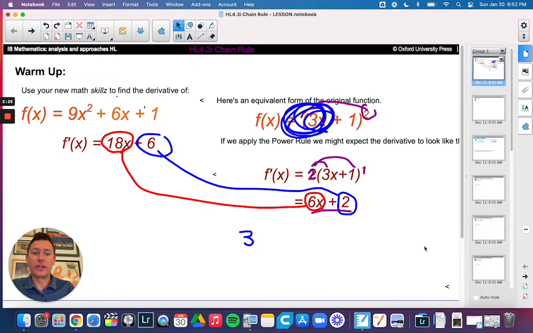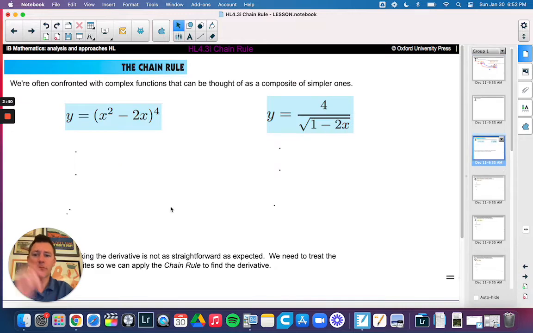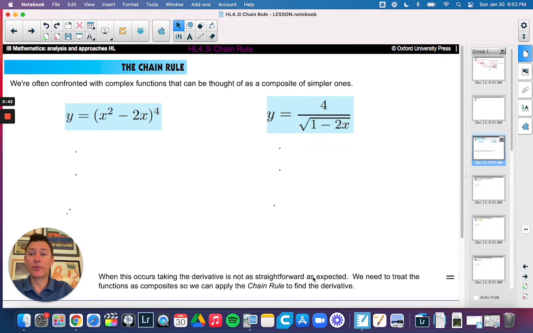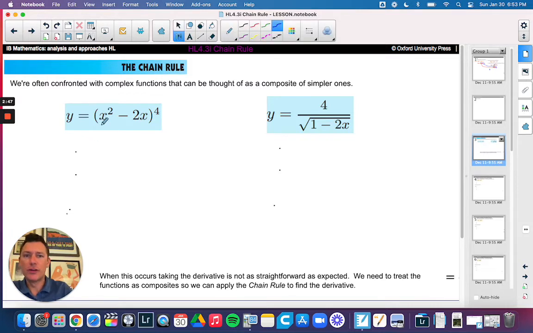So that's what we're going to deal with, is looking at how to, instead of expanding this to this and then taking the derivative, how do we take the derivative of something that's kind of buried inside, things that are like operations that are chained together. So the chain rule works when you have a little function buried in another function. So here, the function is blah, blah, blah to the 4th. That's the outer function. And the inner function is x squared minus 2x.